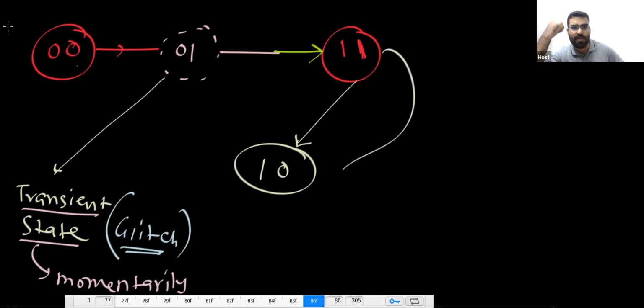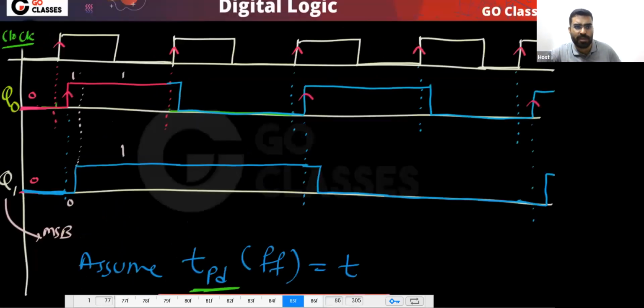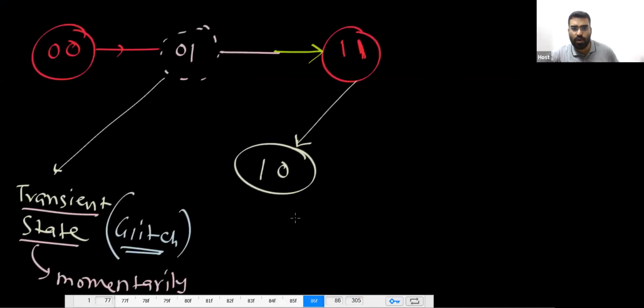But here you can notice there will be no transient state, and you can verify from the transition diagram. Correct or not? Okay, very good. Now tell me, from this state, where should you go? You should go to this state 0 1.